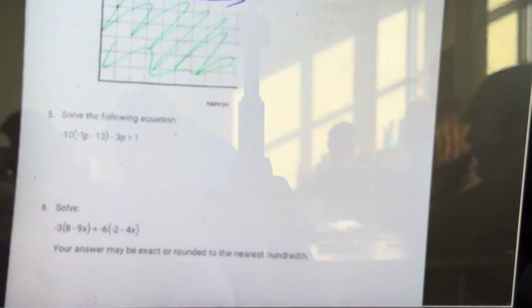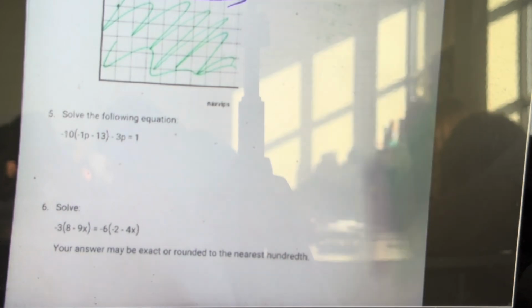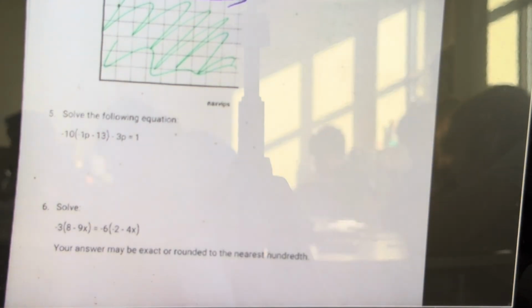Okay, number 5. We're going to do this one by hand, and then I'm going to show you by calculator also. Same with number 6. So what do we do first by hand? We get rid of the parentheses.